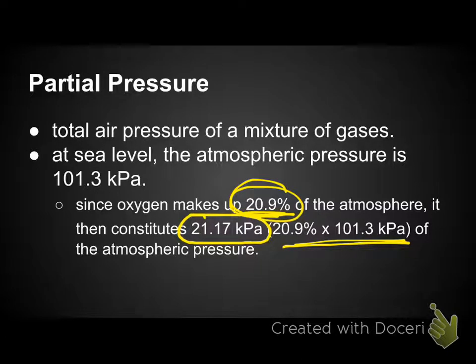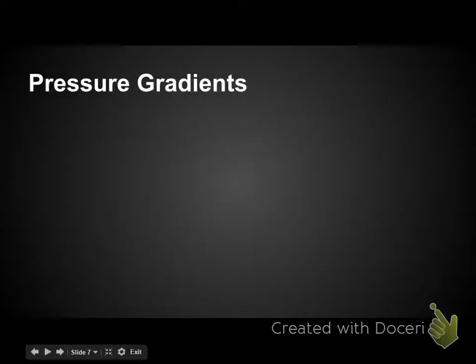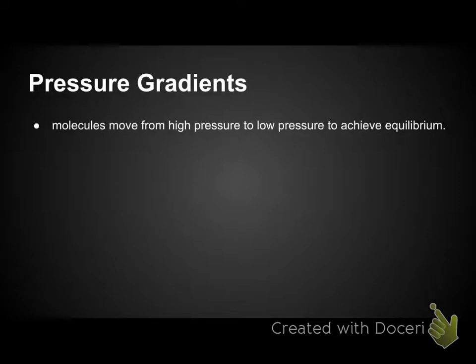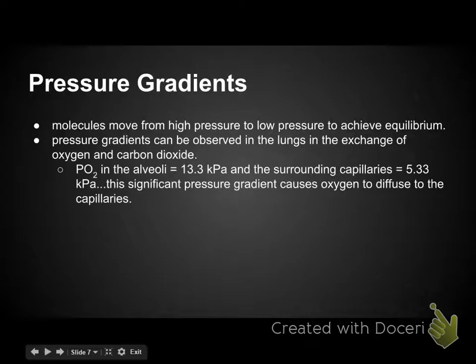Now, that needs to get into our lungs, so that pressure continuously changes. Once it actually gets into our lungs and into the alveoli, then all we have is a pressure that is 13.3 kilopascals. So in the lungs, once it gets transported in there, the pressure that it exerts in the alveoli is 13.3.